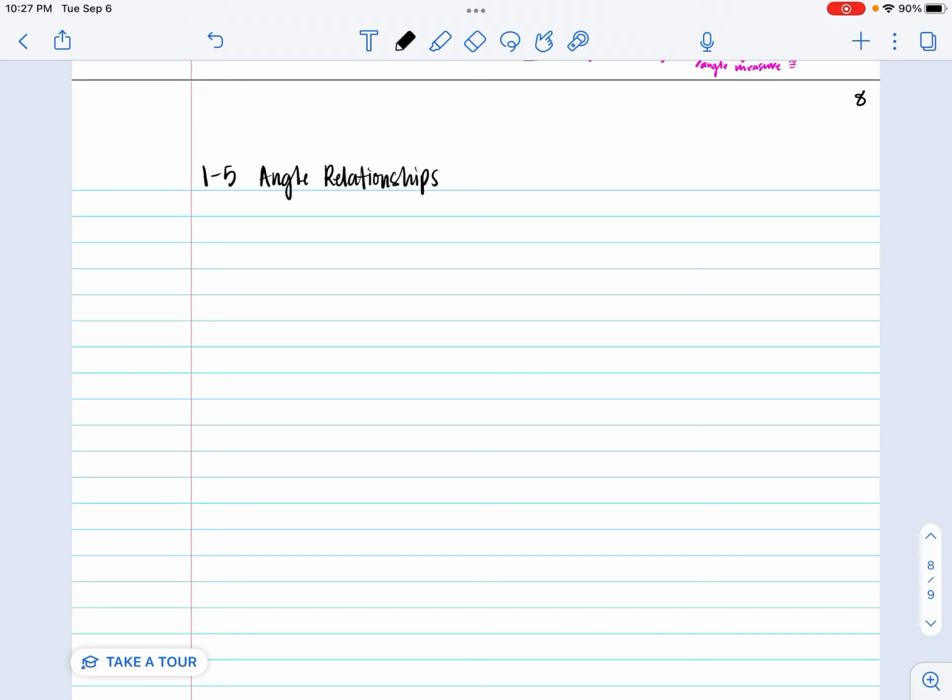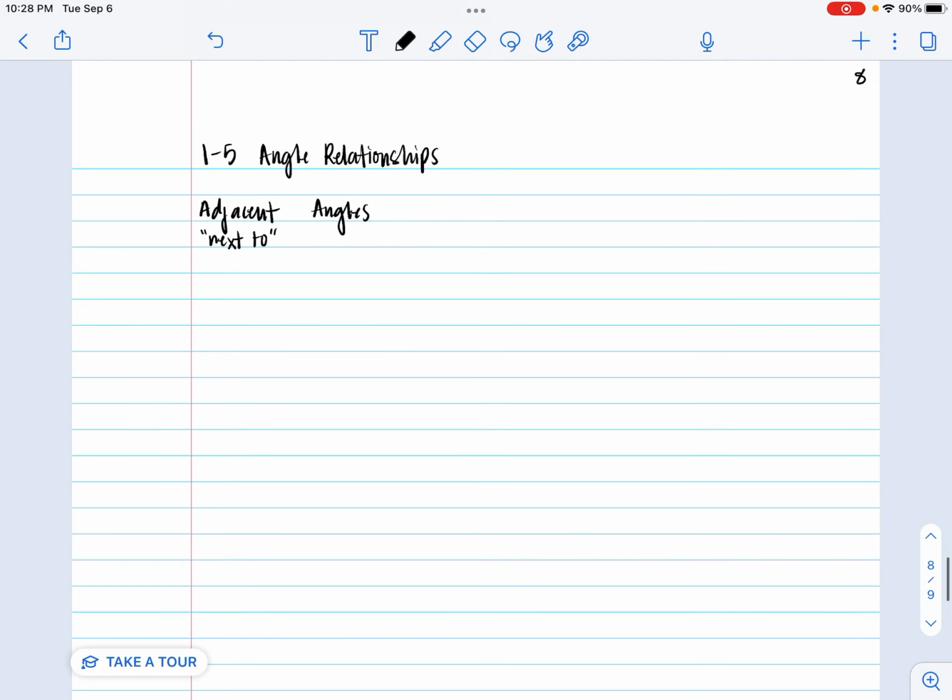Now, the first definition, and obviously we're going to be talking about multiple angles, because we're talking about the relationship between angles. This first definition is called adjacent angles. Now, adjacent, if you know what adjacent means, it literally just means next to. So if you want to put this in quotes, you could underneath adjacent.